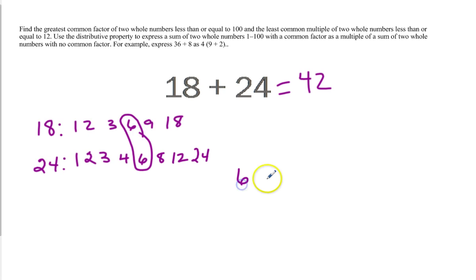So 6 becomes, since it's a common factor, gets pulled out of our parentheses for our distributive property. And then the two remaining factors are what make 18 and 24. So it'll be 6 times 3 makes 18 plus 6 times 4. And if we go ahead and use the distributive property with the order of operations, we would do 3 plus 4 is 7. 7 times 6 is 42. So we can see that all we did was rewrite it using our distributive property.